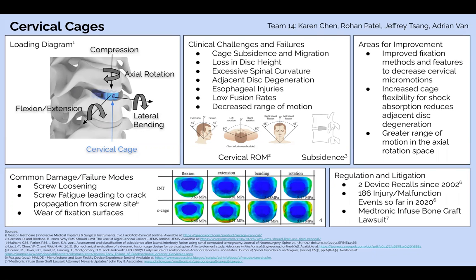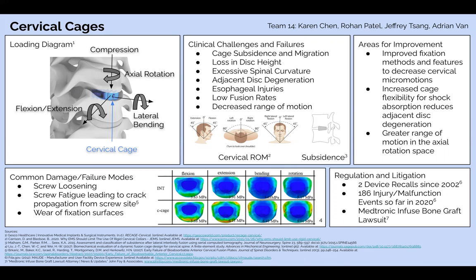These cages also suffer from a number of clinical challenges and failures that can occur with cervical cage implants. The most common issues include cage subsidence and migration, where subsidence is the sinking of the cage made of a high elastic modulus material into the spine with a lower elastic modulus. This subsidence occurs as a result of micromotions between the implant and spine and can result in the loss of disc height. This further exacerbates issues in the body by inducing adjacent disc degeneration and increasing the inward or outward curvature of the cervical spine.